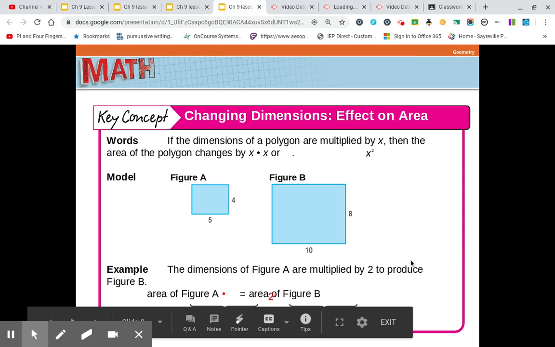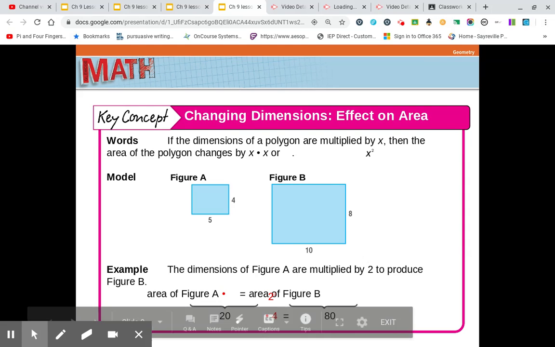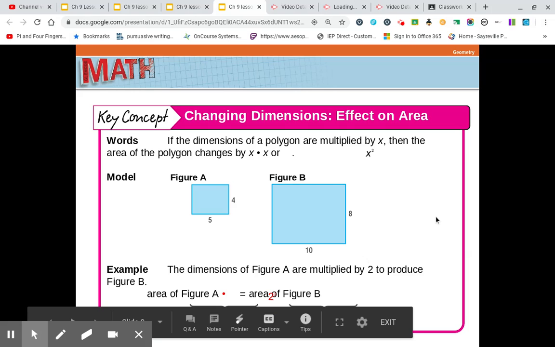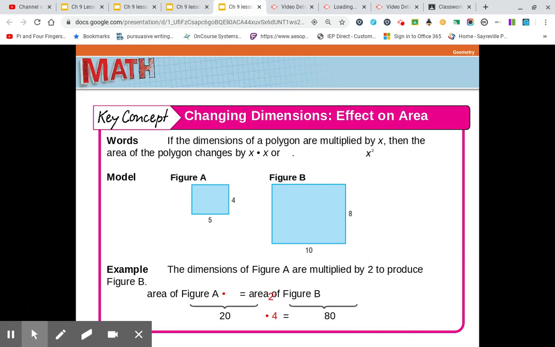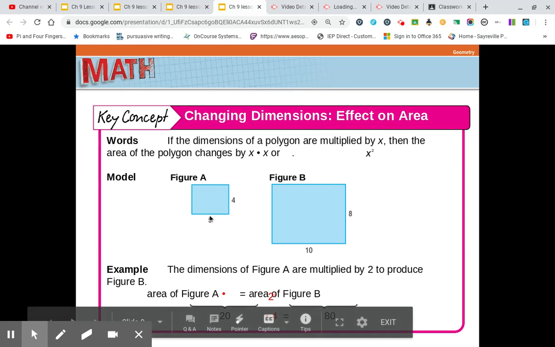So changing dimensions of area now. Sorry, the slide got a little messed up. If the dimensions of a polygon are multiplied by x, then the area of the polygon changes by x times x. So again, look here. Figure A is 5. How do I get from 5 to 10? I multiplied this by 2. So figure B is 2 times larger than figure A.